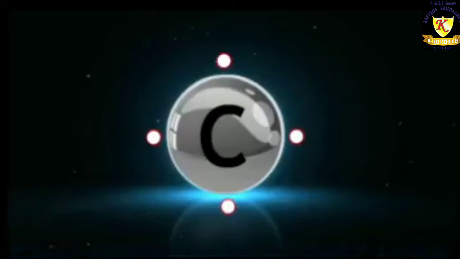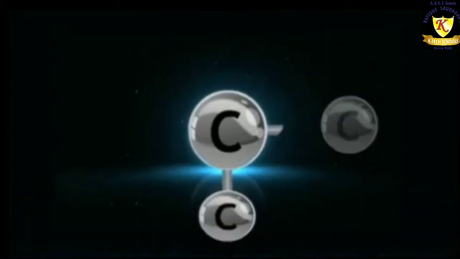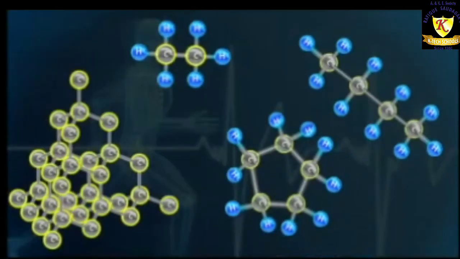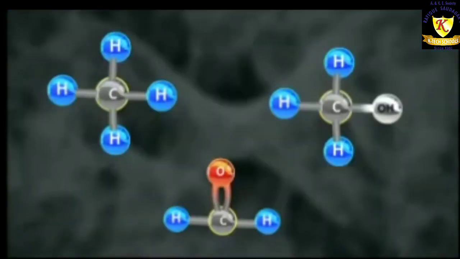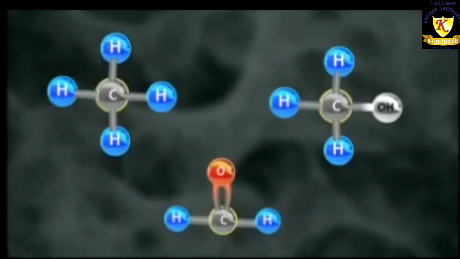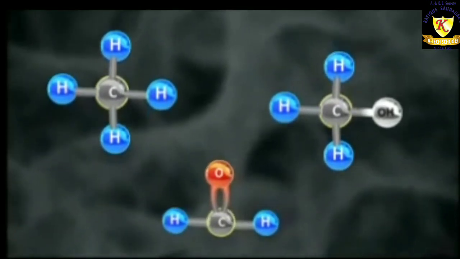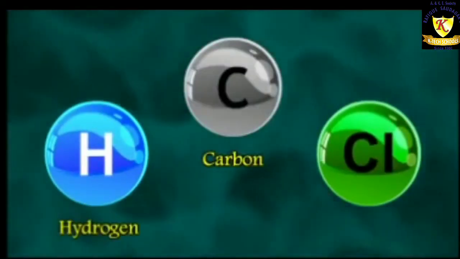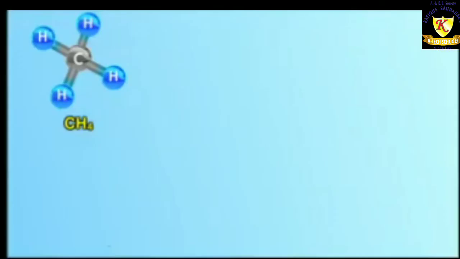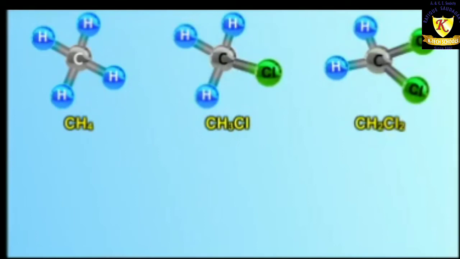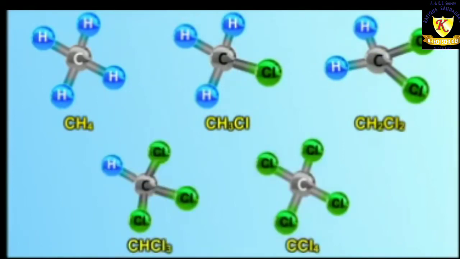Being tetravalent, one carbon atom can form bonds with 4 other atoms, carbon or any other. This results in the formation of many compounds. These compounds possess different properties as per the atoms to which carbon is bonded. For example, 5 different compounds are formed using one carbon atom and 2 monovalent elements, hydrogen and chlorine, that is CH4, CH3Cl, CH2Cl2, CHCl3 and CCl4.